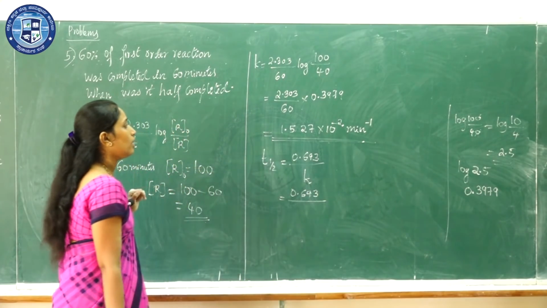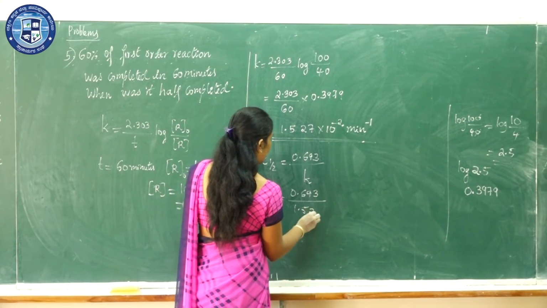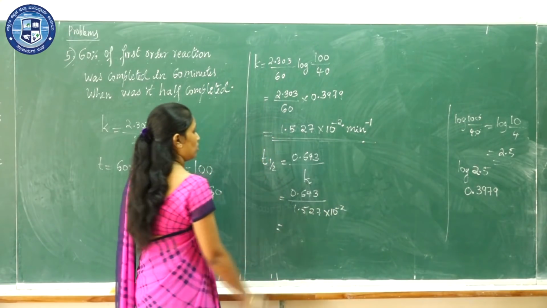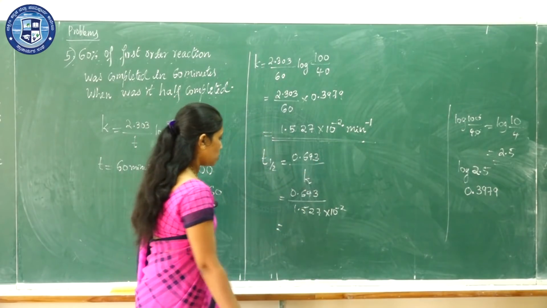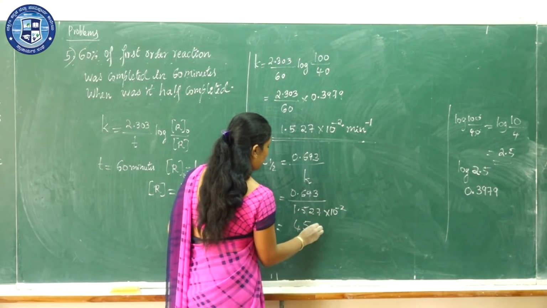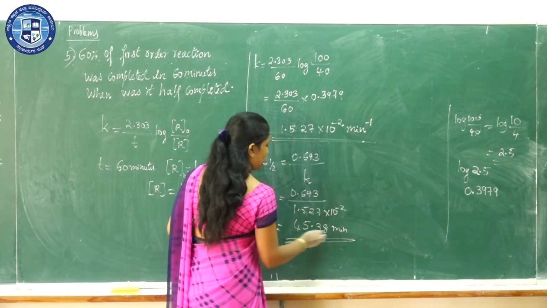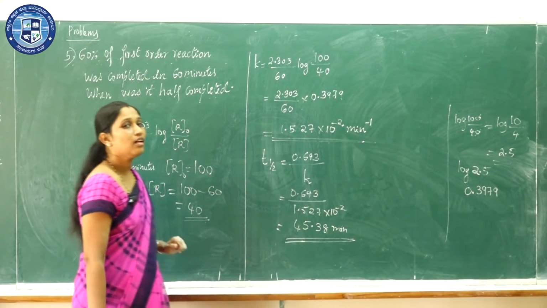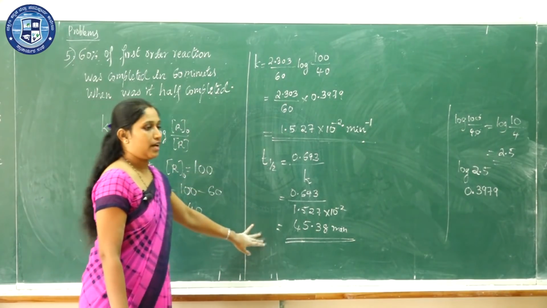0.693 divided by, what is the K value? It is 1.527 into 10 to the power of minus 2. Be careful, it is given in minutes, so I am writing it in minutes. If you simplify this, the answer will come out to be 45.38 minutes. So this is the final answer. We have found what is T half for this reaction.